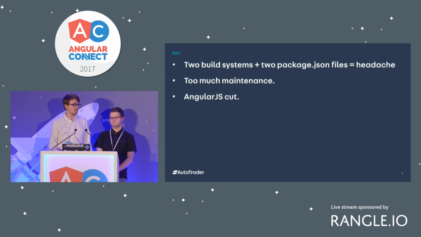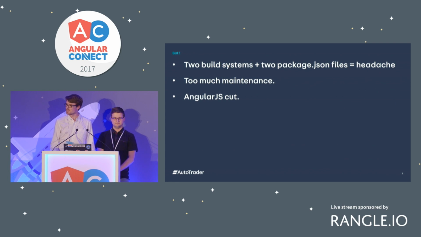But what we found out pretty soon was that having 2 build systems and 2 package JSONs means you've got 2 dependency trees, which is an absolute nightmare to manage. Ultimately, maintaining the same component in 2 places was clumsy, because you're doubling your work. Any time you've got a bug, you need to fix it twice. So ultimately, we just cut that approach because we found a much better solution.